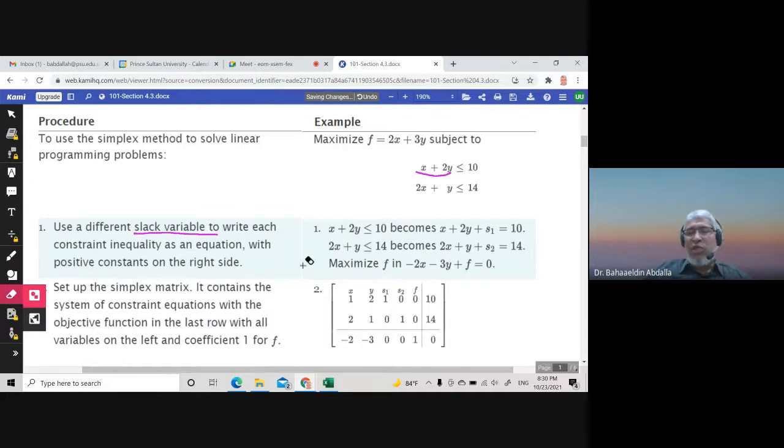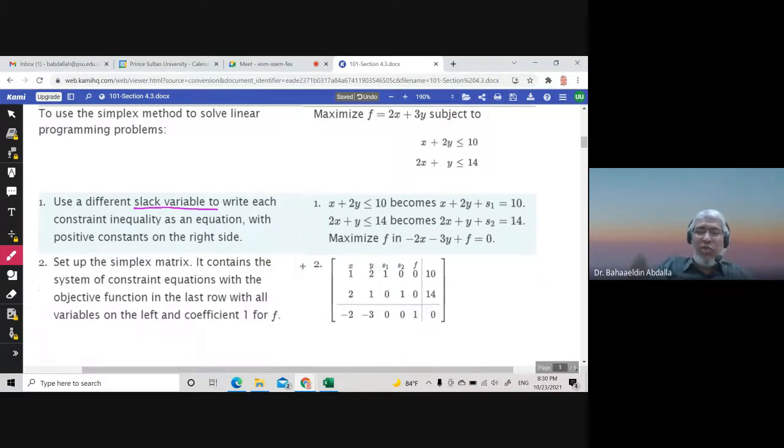So we introduce these slack variables, s1 for constraint 1 and s2 for constraint 2. So 2x plus y plus s2 equals 14. So this is the first step. We introduce two different slack variables, positive numbers s1 and s2, such that we have two equations now. And the third equation is the objective function. We write it as an equation with 0 on the right hand side. So we take 2x and 3y to the left hand side, and we write it like this: negative 2x minus 3y plus f equals 0.